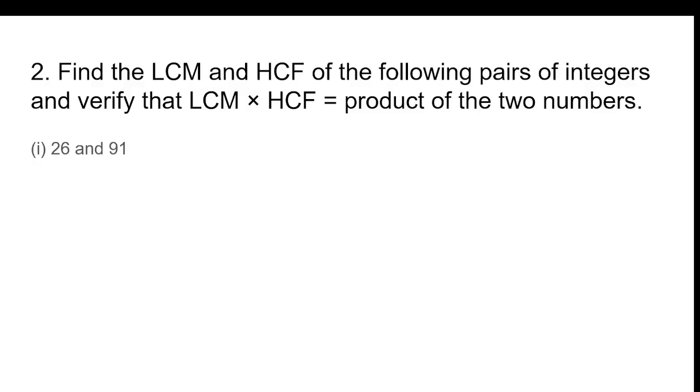Question 2 says, find the LCM and HCF of the following pairs of integers and verify that LCM into HCF is equal to product of the two numbers. Okay. So, I will tell you 4 steps to be followed for this question. The first step is we have to find out the prime factors of both the given pair of integers. Okay, the first step is factorization. Factorize both the numbers 26 as well as 91.